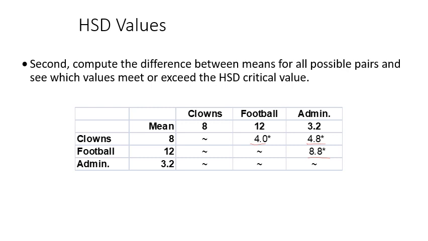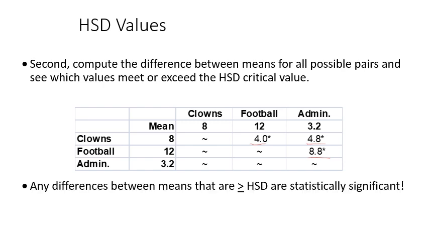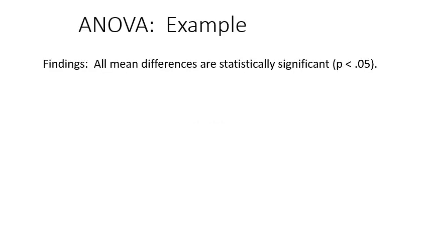You notice that there's stars next to these. You should write the chart out like this, and any differences you find that are greater than the HSD, you put a star next to. Our HSD from the previous was 2.12. All of these differences are greater than the HSD, so we put a star next to them. So we find that all of the differences are statistically significant. Any difference between means that's greater than or equal to the HSD is considered statistically significant. Since our HSD was 2.12, all of these differences are greater than that. So all mean differences are statistically significant at 0.05.